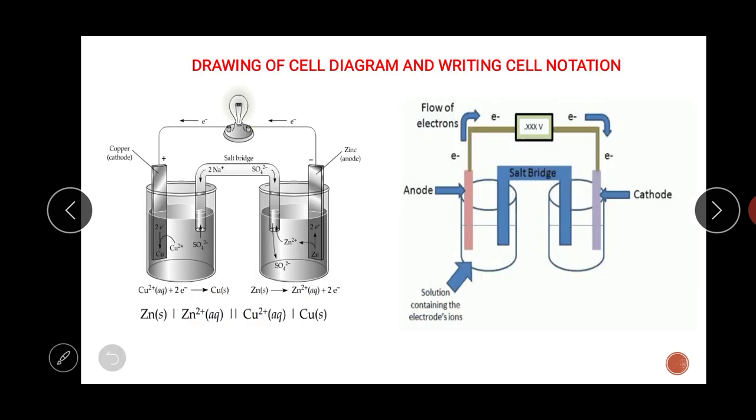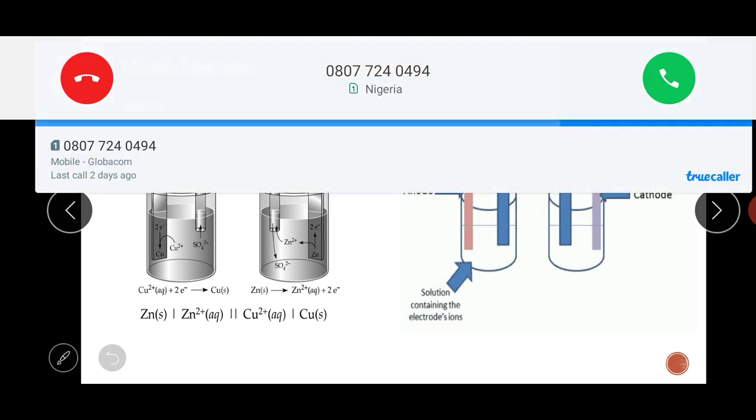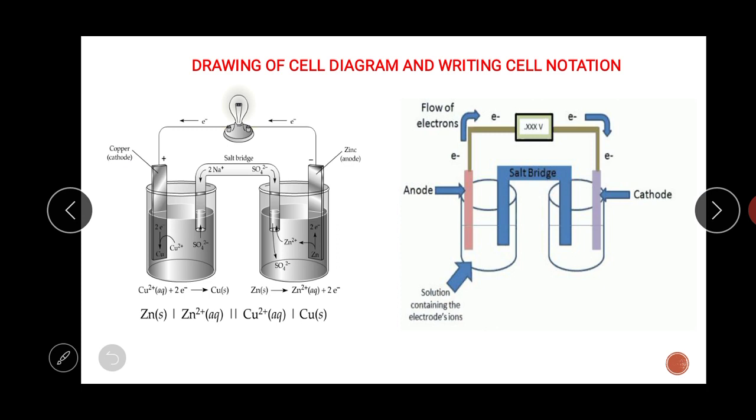This is a typical example of a cell. You can see there is an anode and a cathode. We shall talk more about this under electrolysis.